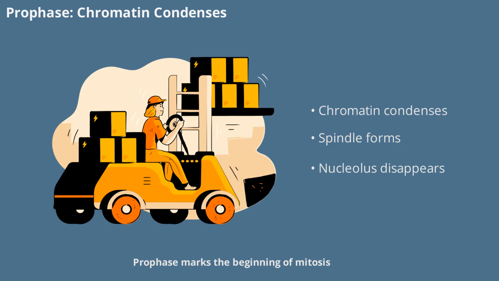Prophase marks the beginning of mitosis. Chromatin fibers condense and shorten into chromosomes, each consisting of a pair of identical chromatids. Tubulins start to form the mitotic spindle, which will separate chromatids. The nucleolus disappears and the nuclear membrane breaks down, preparing the cell for chromosome alignment.